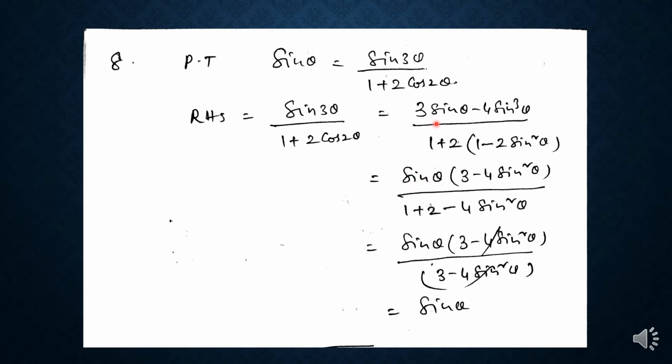By taking sin theta as common in the two terms of the numerator, we will get sin theta into (3 minus 4 sin square theta) divided by (1 plus 2 minus 4 sin square theta). The denominator 1 plus 2 is 3, so it is 3 minus 4 sin square theta. Here in the numerator 3 minus 4 sin square theta is a factor, and here also 3 minus 4 sin square theta is there. So by the cancellation we will get sin theta, which is equal to RHS.